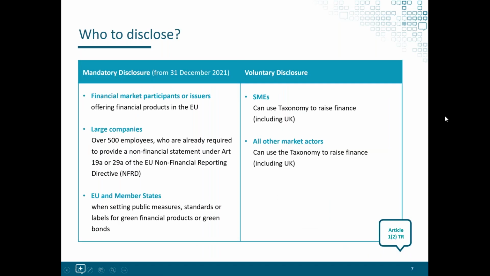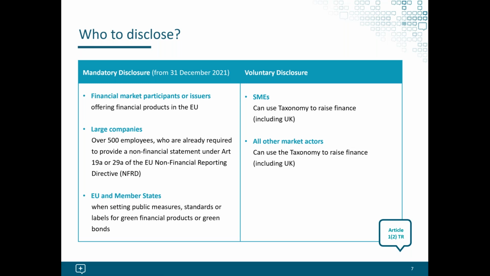So in terms of the main users of the taxonomy, there are three mandatory groups set out by the EU. The first is financial market participants and issuers offering financial products. These include pension funds, insurance providers, private equity funds, as well as corporate and investment banks. The second is large companies, so those with more than 500 employees that fall under the scope of the EU Non-Financial Reporting Directive, also known as NFRD.